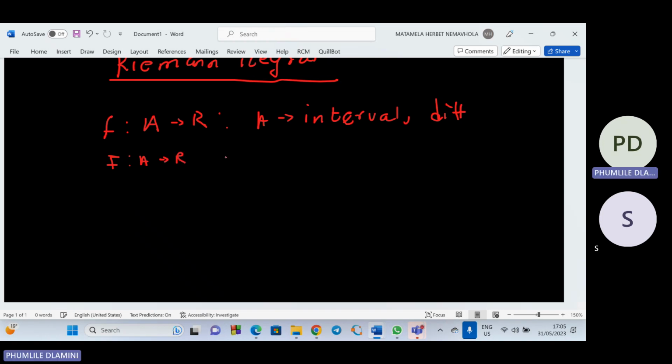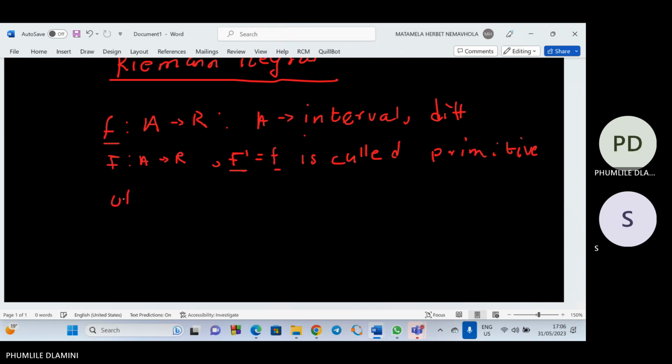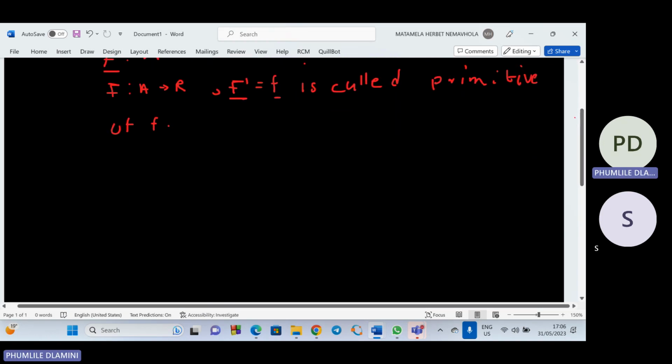So this function F, we can differentiate it in such a way that it equals the function f that I just mentioned here. If this is true, then this F is called a primitive of f. This definition you can just know, but you don't have to memorize it.